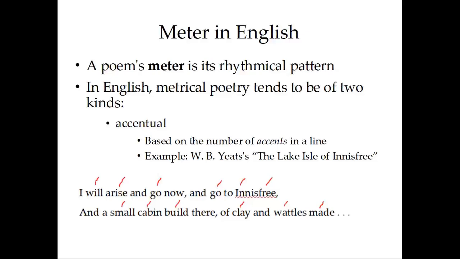You'll count 6 stresses in each line. This is an accentual meter. There is an irregular number of other stuff. I'll talk about that in a second. So you might call this, well, it's hexameter of a kind. Accentual hexameter is probably the best term for it. You can go and listen to the full reading of Yeats's Lake Isle of Innisfree just about anywhere. YouTube would be a good place to start.